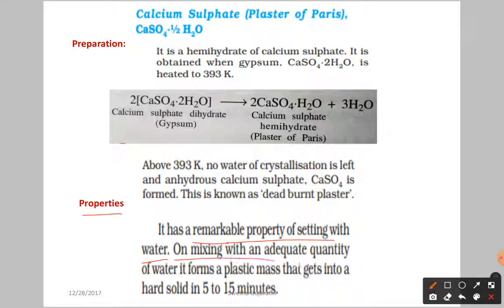And mixing with an adequate quantity of water, it forms a plastic mass that gets into a hard solid in 5 to 15 minutes. So simply, if you add water to the plaster of Paris, what happens? It is going to become a solid within 5 to 15 minutes. That is a special property we have with the plaster of Paris.